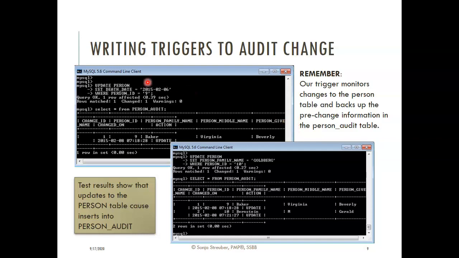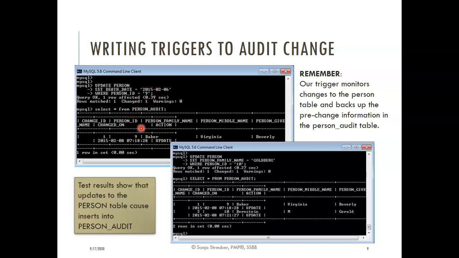Now we are going to update the person table. We're going to set the death date, which is a change, to a value for a person with a person ID number 9. If our trigger works correctly, our trigger will then fire and will insert the old information for that person into our person audit table. So the next thing we're going to do is we're going to select everything from the person audit table, and we should see information for our person with a person ID number 9.